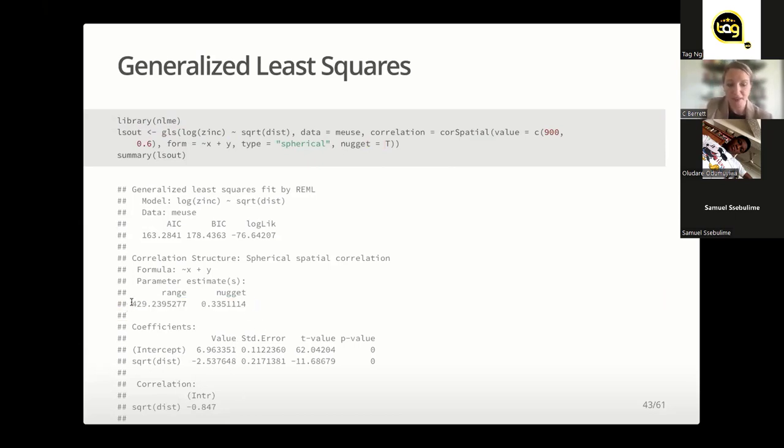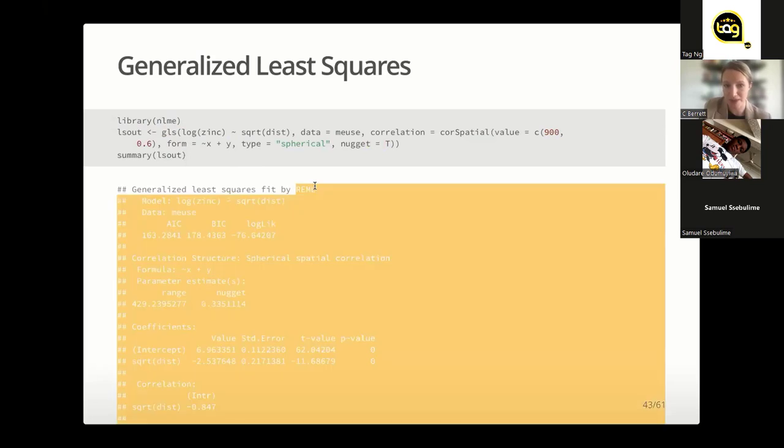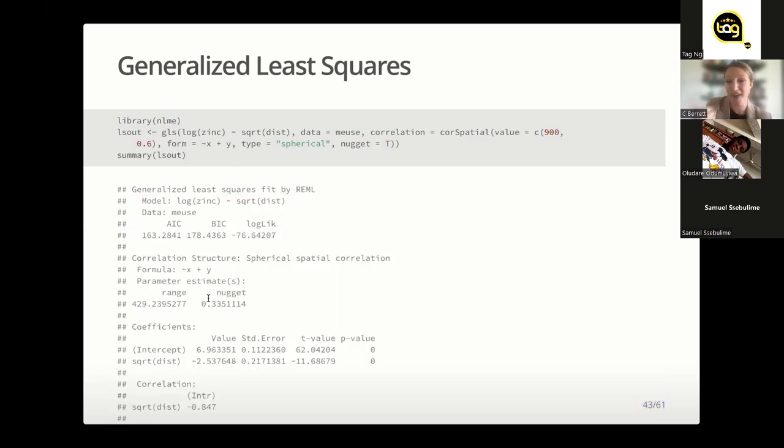So they fit the estimate for the range parameter. I initialized it at 900, but they actually estimated it to be 429, and they estimate it using restricted maximum likelihood, REML, approaches, which are fast and pretty accurate. And then the nugget is 0.33, which I gave a value of 0.6. So I overestimated with my initial values.